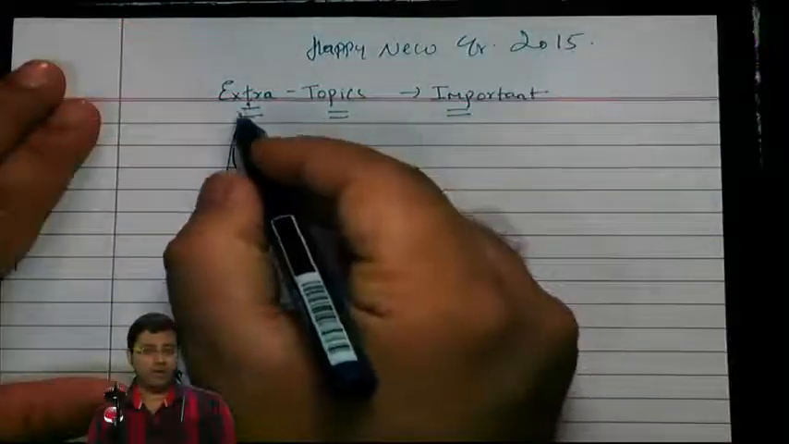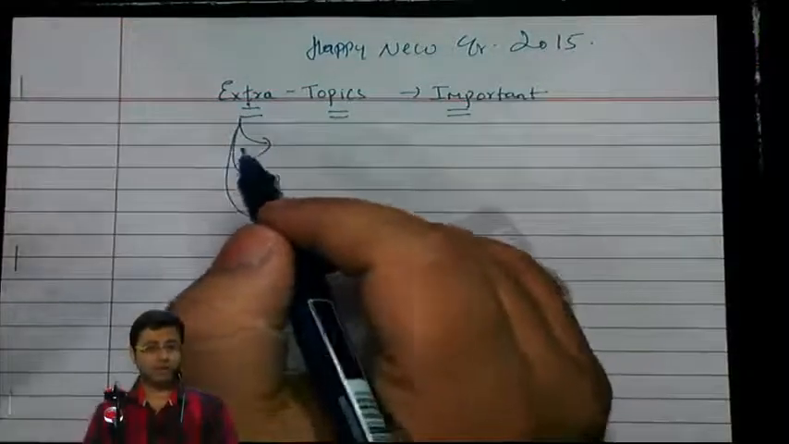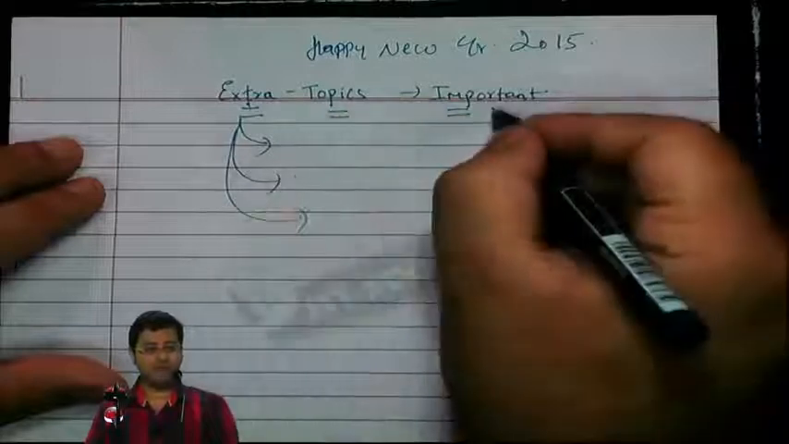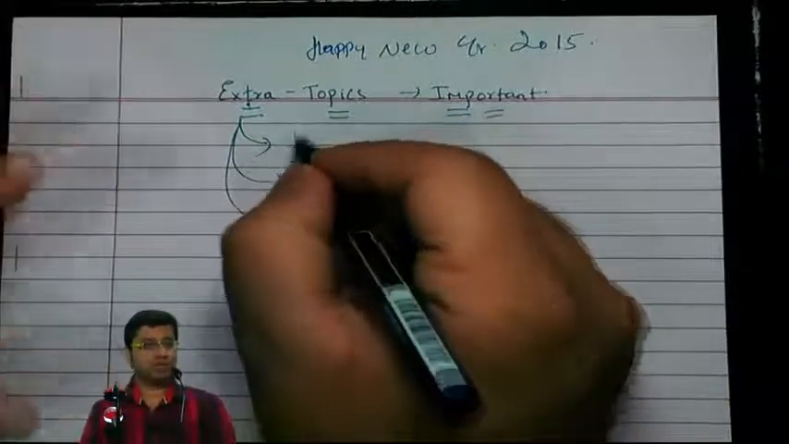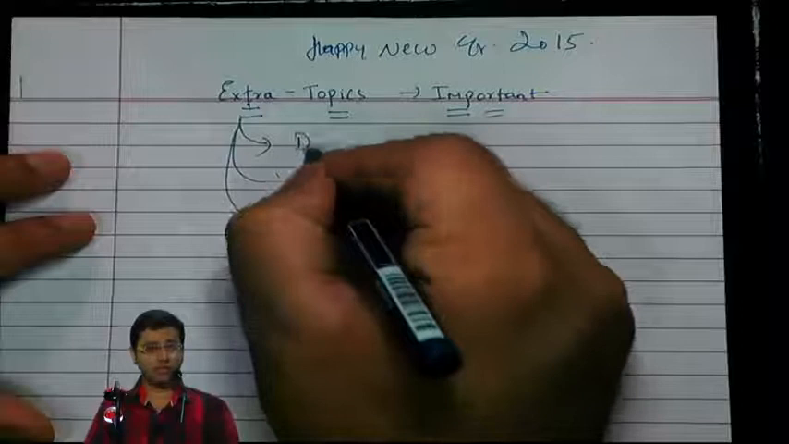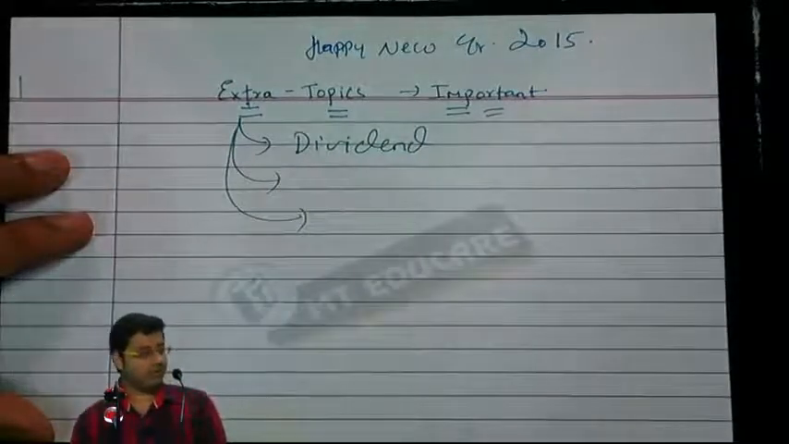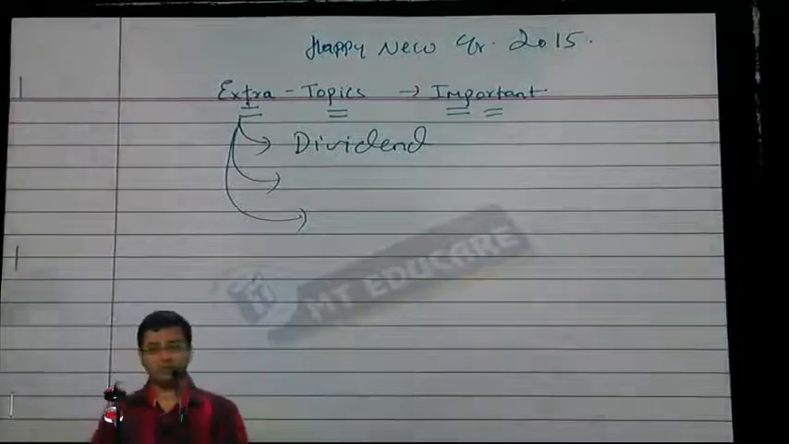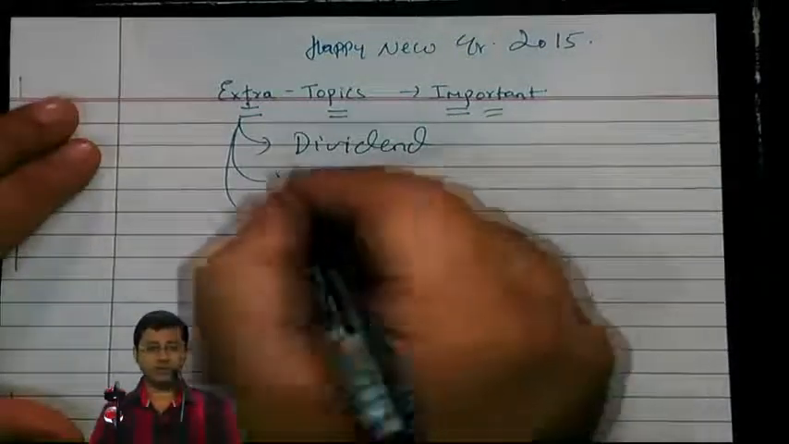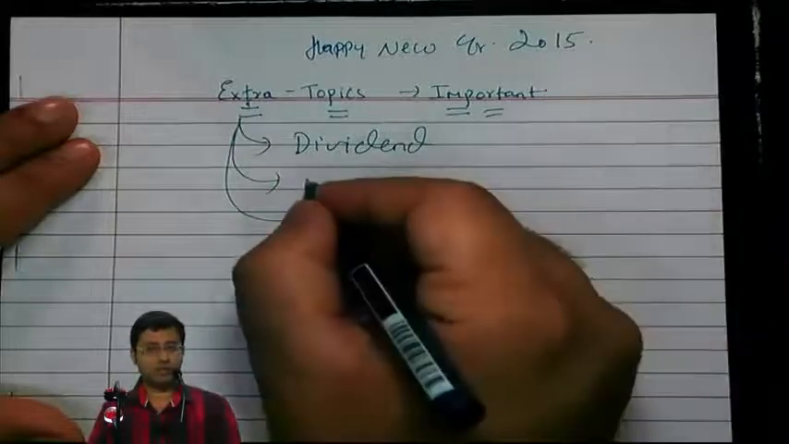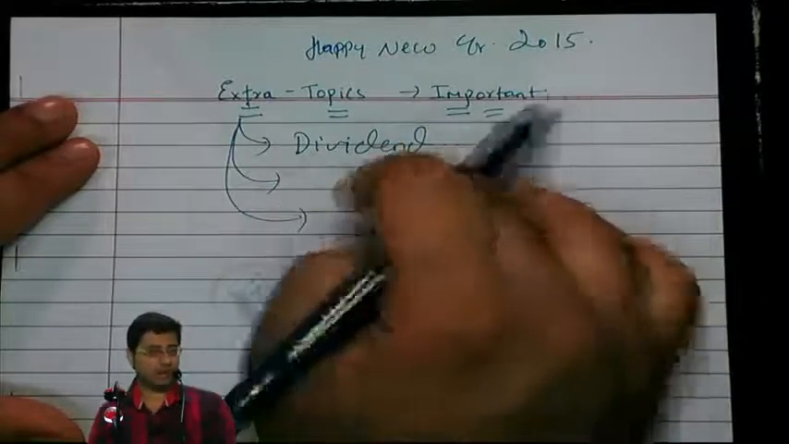So coming to the point, I wanted to start some extra topics with you. These extra topics I have taken from the CA Final textbook, just to discuss in case a question comes on it. You can expect a question to come on dividend directly. They will give you some case study and they can ask you a question on dividend.